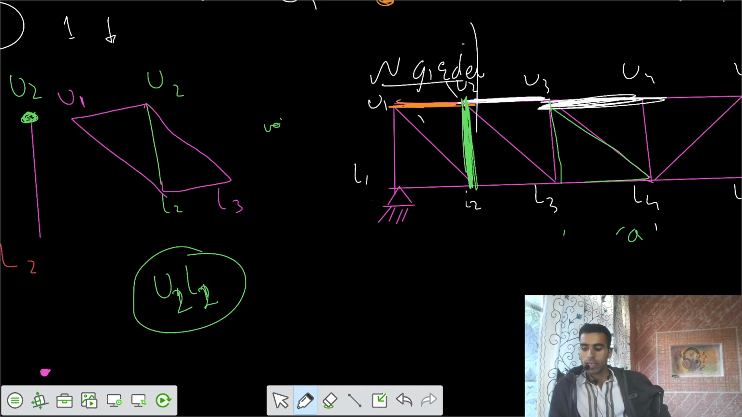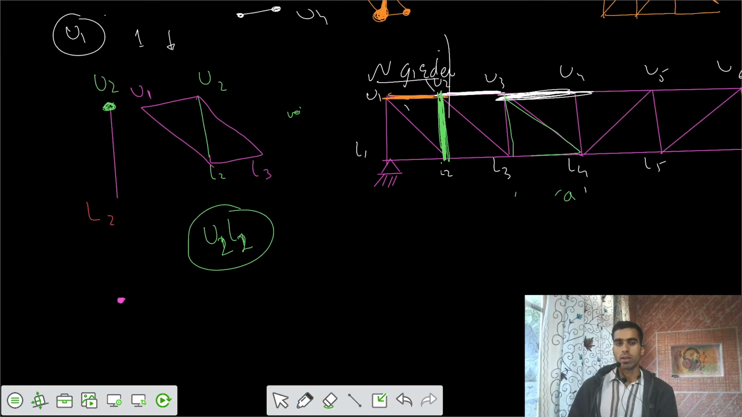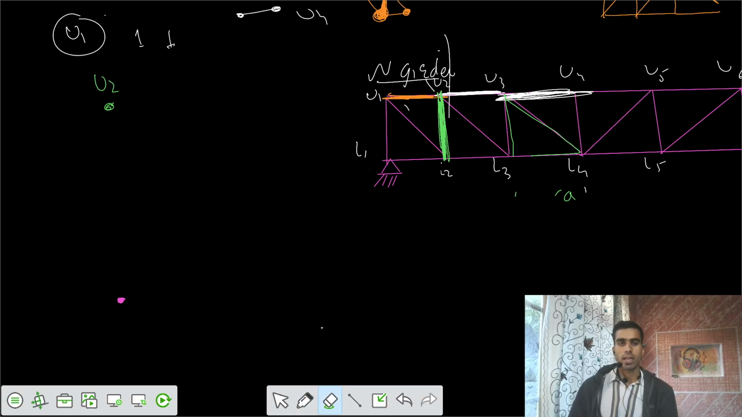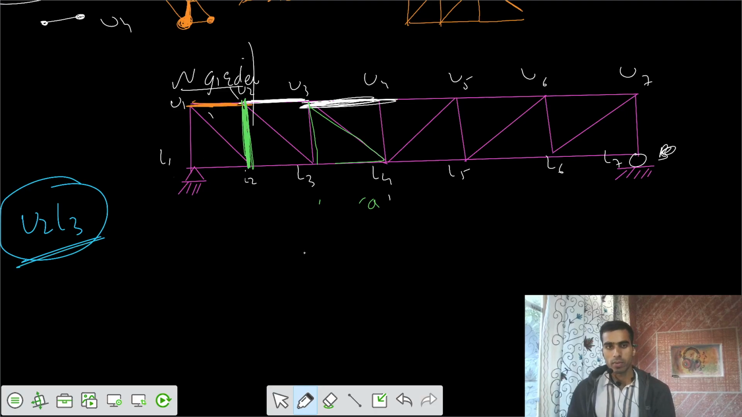So for this case, let's first study, because they are vertical, let's first study what you call diagonal members. Let's not study vertical members first. Let's go for diagonal members first. Your first diagonal member is what you can call U1, L2, then U2, L3. Let's take U2, L3. Diagonal member U2, L3.